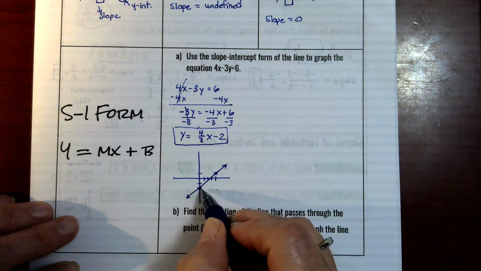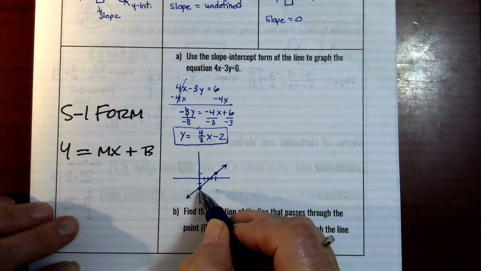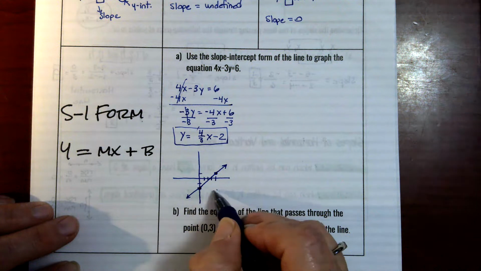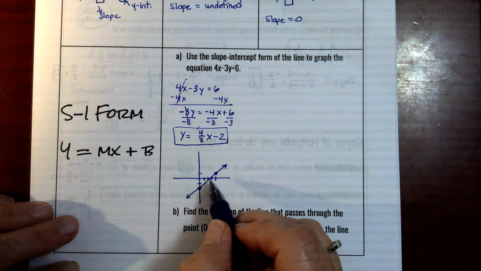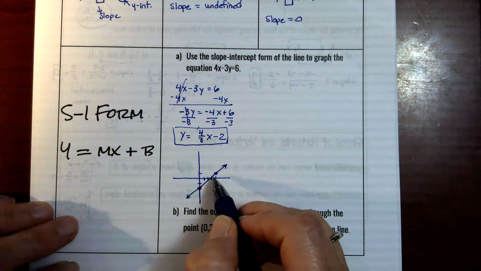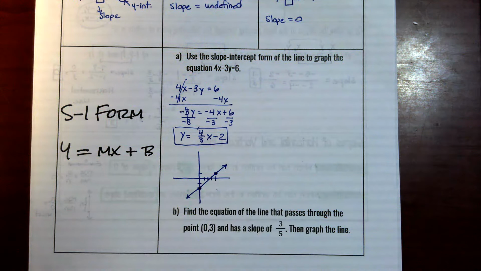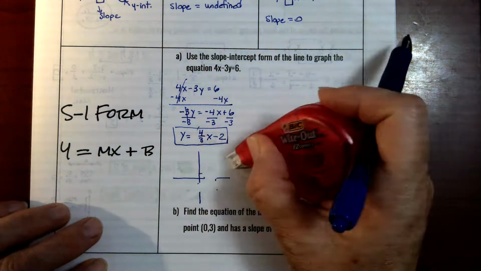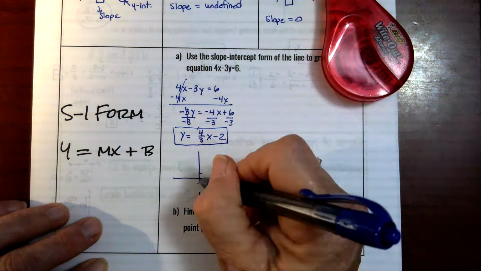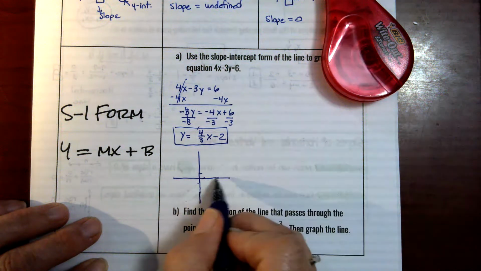that would be a line that crosses the y-axis at negative 2 and has a slope of 4 over, actually I did that backward. I did 3 over 4. So let me fix this. Okay, glad I caught that.